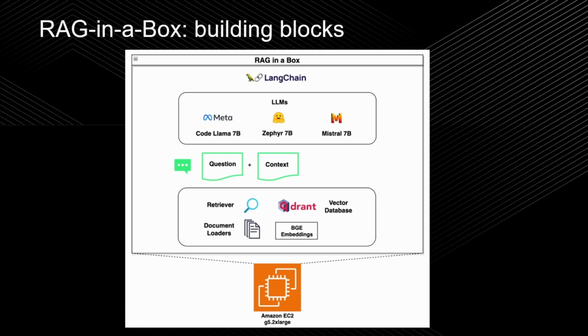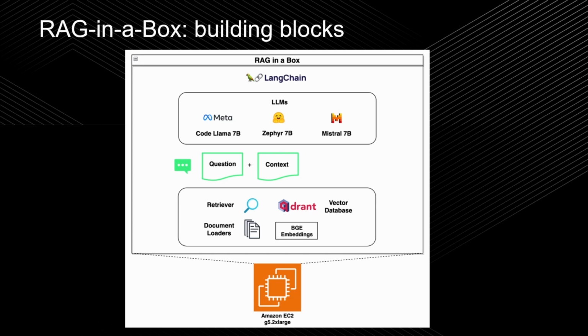Let's take a look at a few LLM options. On top, we have the Code Llama 7b model from Meta. We have Zephyr 7b from Hugging Face, and the popular Mistral 7b as well. The recent trend has been that the smaller 7b models outperform larger models in specific tasks. With optimization techniques like quantization, we can run 7b models on an Amazon EC2 G5 2xlarge instance.